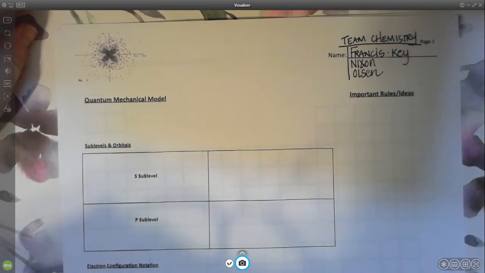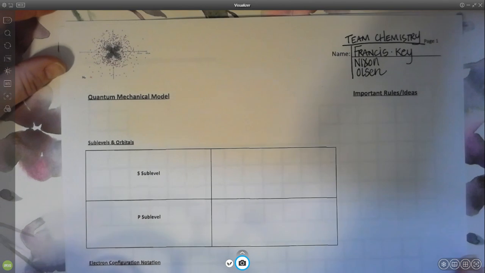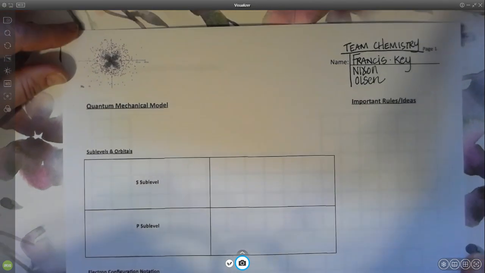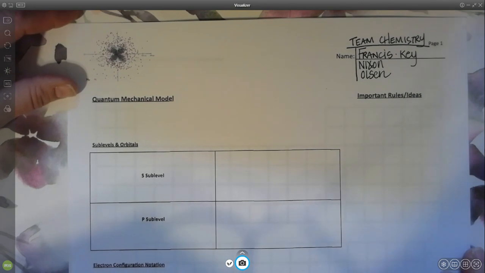Today, we are going to be exploring the quantum mechanical model, which is our latest view of the atom, specifically focusing in on where electrons might be found. Now, this is video one. We'll have a series of videos and live instruction for you.